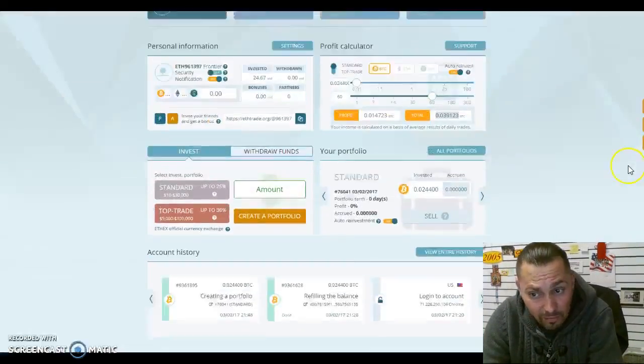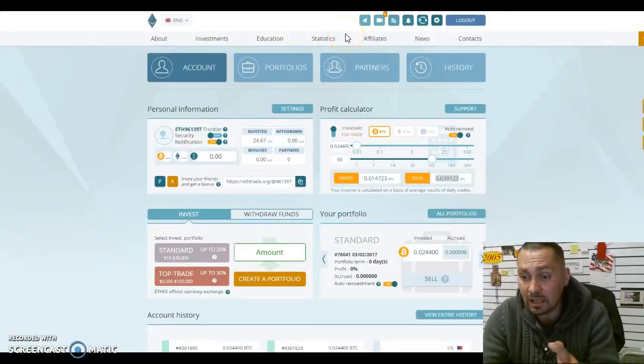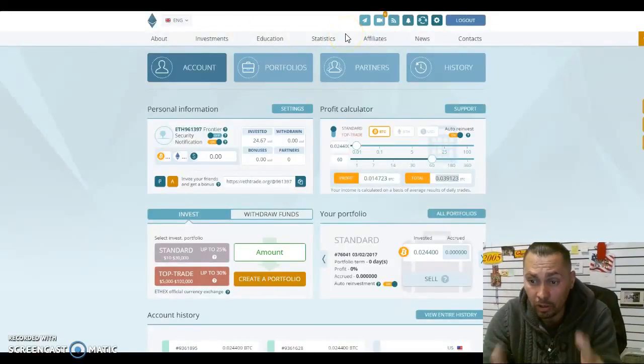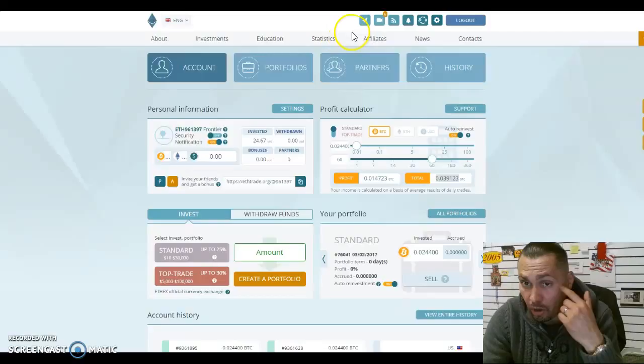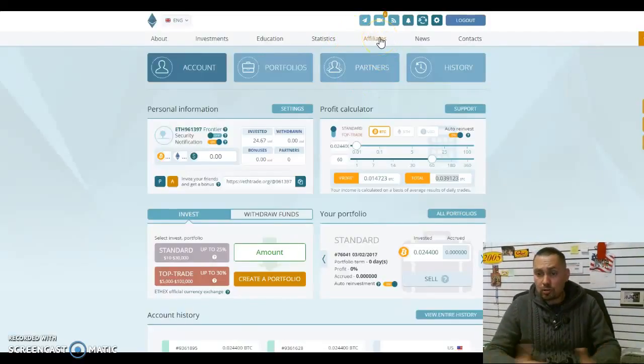Now, listen, they're very, very transparent, okay? There's also an affiliate side to this, so there's two ways to earn. You can earn by investing, and you can earn by sharing it. So you can share it with somebody, and of course, you can earn a profit.